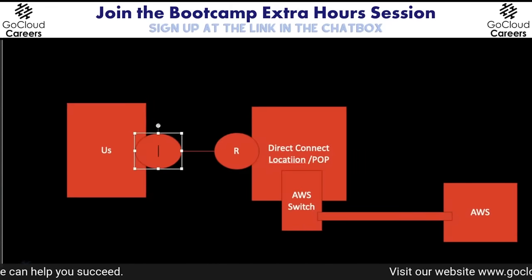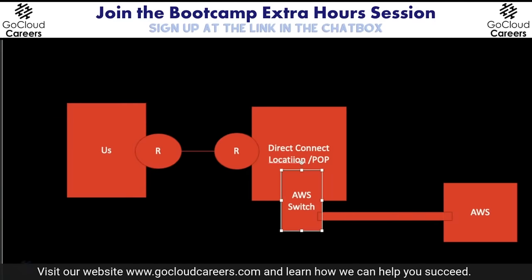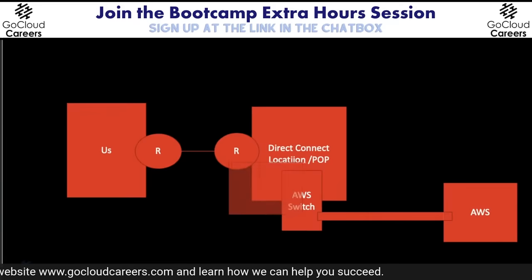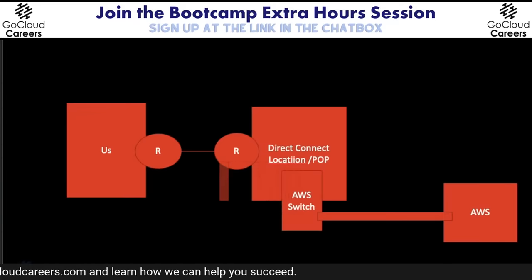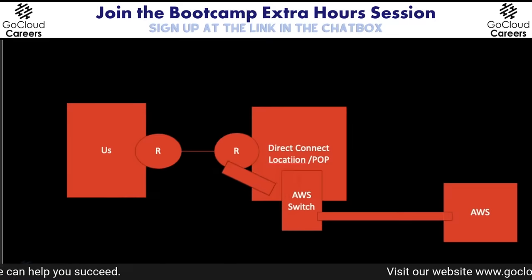So we've got our router connecting to our router, and you can see the AWS switch connects back to AWS. So we're going to just need to get a connection between these two. That link that we're going to get over here, which is going to be what's called a cross connect.